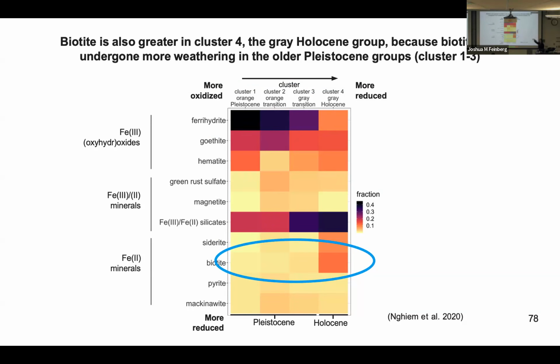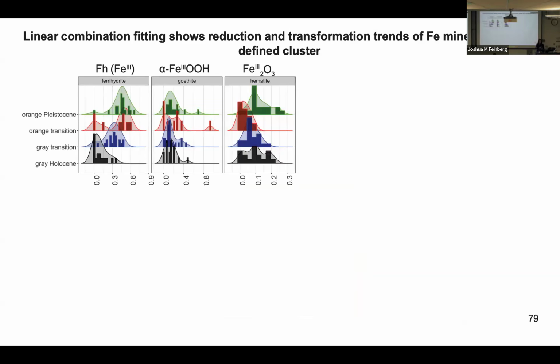So this is just a snapshot which shows you the averages, but you could also look at the histograms of the linear combination fitting, and it also tells you a similar story. So this is looking at the histogram, so you get more than just the average value, but still sorted into these 4 clusters. It shows the reduction and transformation trends in each defined cluster.